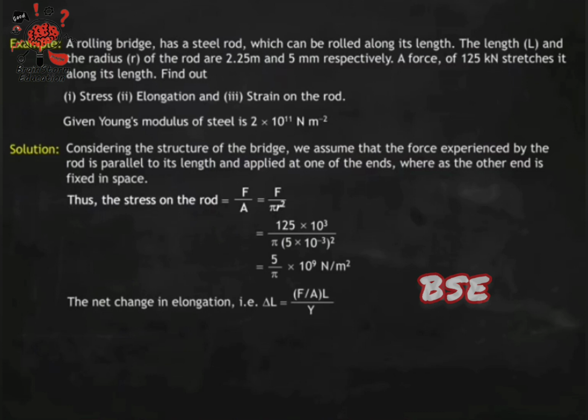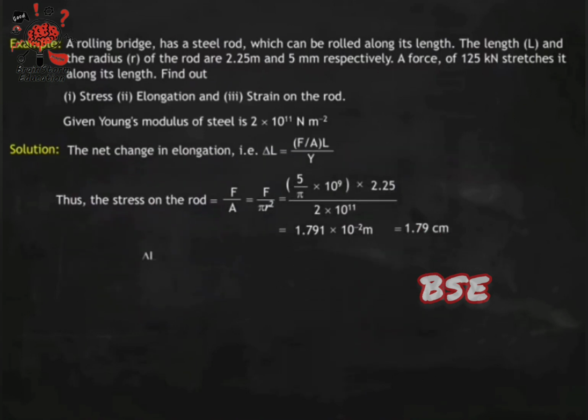The net change in elongation, that is delta L, equals F by A into L by Y, or delta L equals 5 by pi into 10 raised to 9 into 2.25 by 2 into 10 raised to 11 equals 1.791 into 10 raised to minus 2 meters equals 1.79 centimeters. Thus, strain equals delta L by L equals 1.79 into 10 raised to minus 2 meters by 2.25, approximately equal to 0.8%.